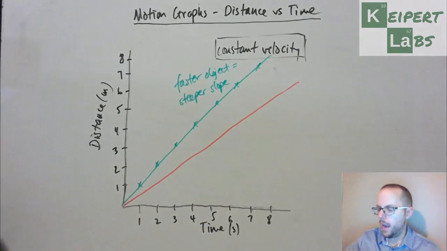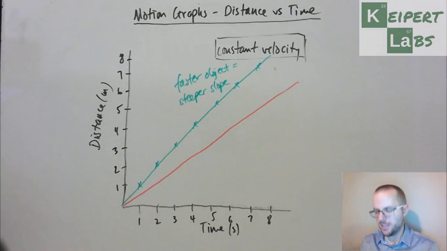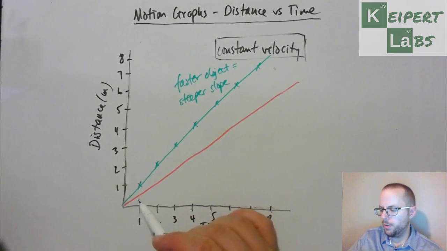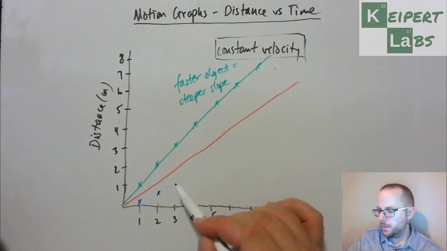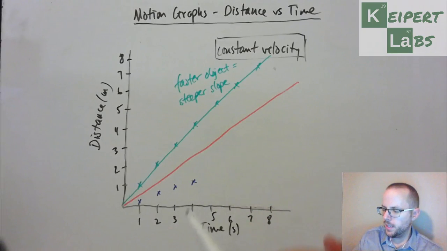gives us a steeper slope of this line. So the slope, or how the angle that it's going up, how steep that line is, tells us about the speed of that object. Let's think of a third object that was going slower than the original one. Maybe for every second it's covering 1/4 of a meter.